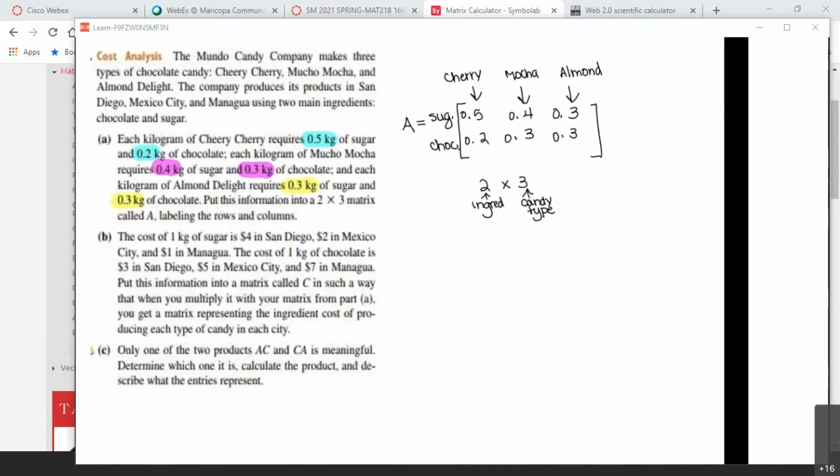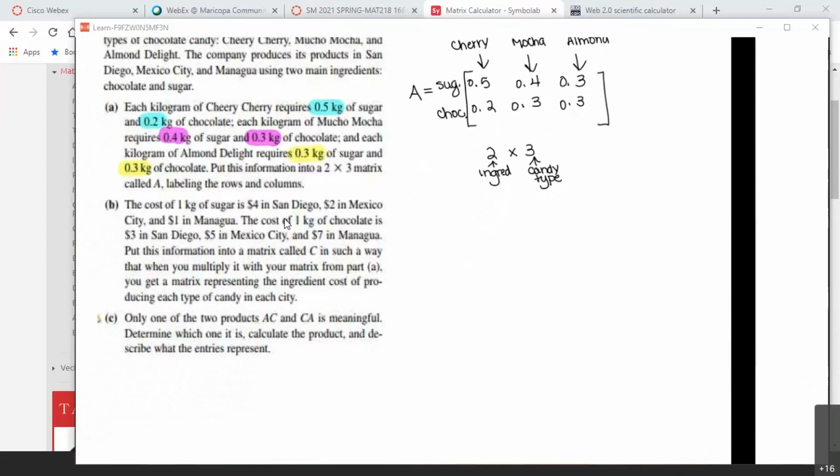Okay, now let's talk about cost. So you have 3 different manufacturing sites. The cost of your supplies is going to be different in each place. For example, if you're down in Honduras, maybe sugar is more expensive because most of it gets exported. Who knows? So a kilogram of sugar is $4 in San Diego, $2 in Mexico, and $1 in Managua. It's actually the reverse. It's cheaper near where it's produced. The cost of a kilo of chocolate is 3 in San Diego, 5 in Mexico City, and 7 in Managua. So you've got prices for each one of your ingredients.